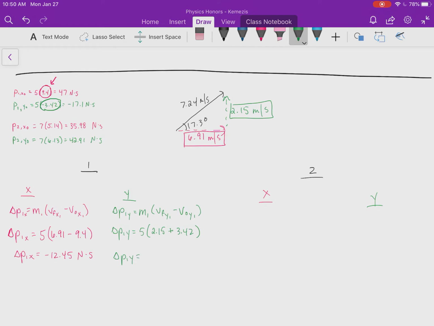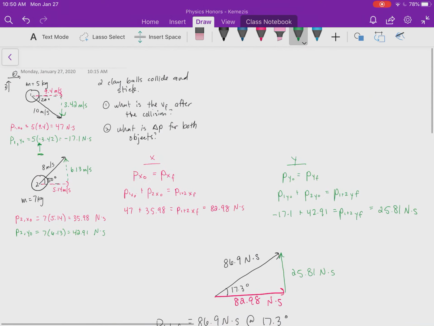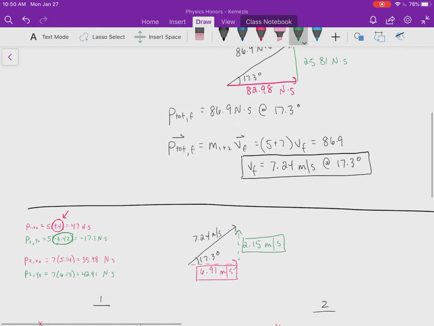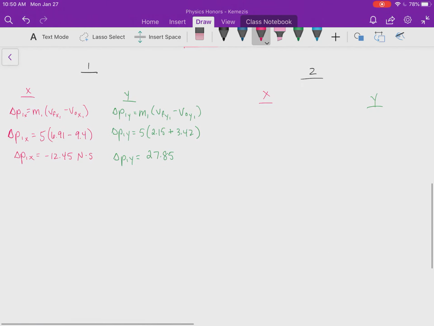We get a change in momentum of the y for the first object is a positive 27.85, right? Because it was going downward. The first object was going down in the y direction, and then after the collision it is going up and to the right, so we have to have a positive change in its momentum.